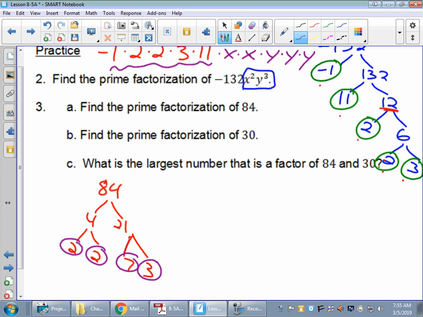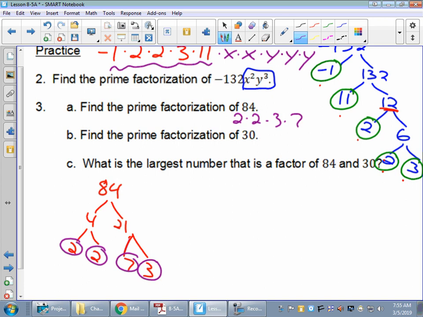So when we write that out for 84, from least to greatest, we would go 2 times 2 times 3 times 7. Okay? Now let's look at 30.